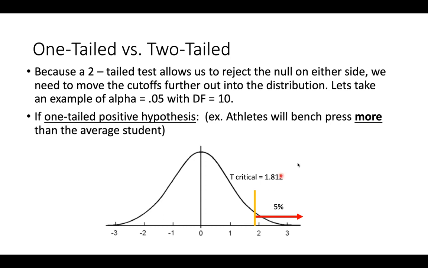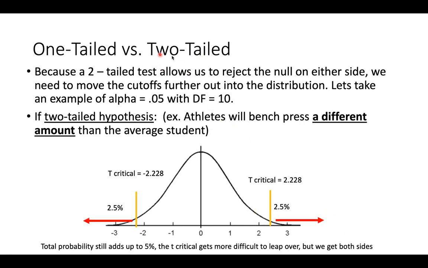So a one-tailed hypothesis makes it easier to achieve statistical significance, but I only get one direction in order to be correct, to be right. A two-tailed hypothesis makes it slightly more difficult to achieve statistical significance. We've bumped out our lines in the sand, our critical values, a little further, 2.228 and negative 2.228. But I get a chance on both sides. I get to be right in the negative way, or I get to be right in the positive way.